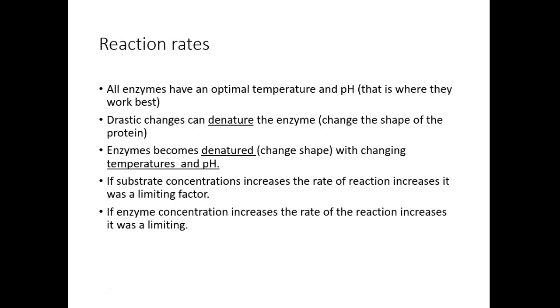So if it was a limiting factor, meaning the enzyme was working faster than it actually had available substrates, then if you added more, the reaction rate would increase. But it's only going to increase up until a certain point. That would be the fastest that enzyme could actually work. So if the enzyme concentration increases, the rate of the reaction can also increase if it was the enzymes that were limiting. This is actually a pretty simple concept.